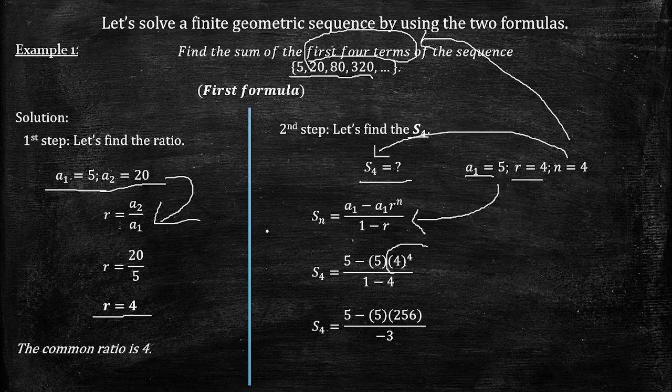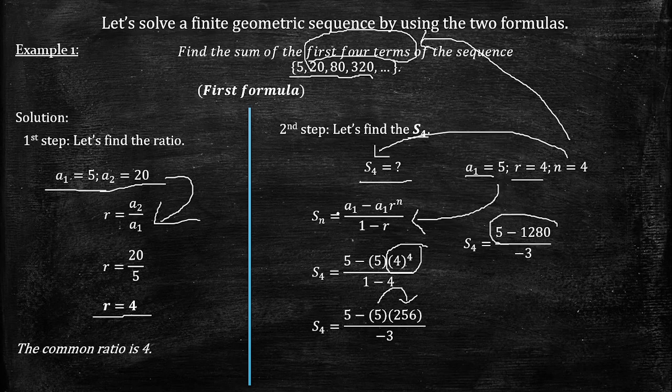The next one, una i-apply natin yung PEMDAS rule for the numerator. Let's solve first the number or the term with an exponent. So 4 raised to 4, the answer is 256. Then, for the divisor naman sa denominator, let's just perform the operation. 1 minus 4, the answer is negative 3. The next one, multiplication. So, 5 times 256. So, the result will be S of 4 is equals to 5 minus 1,280 divided by negative 3.